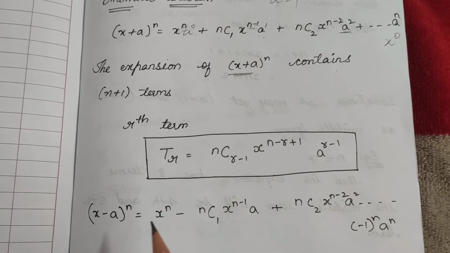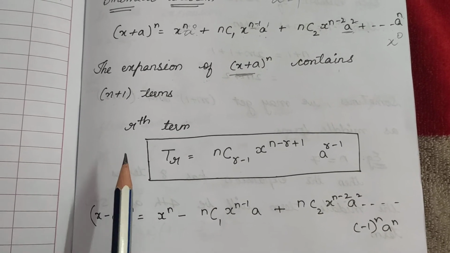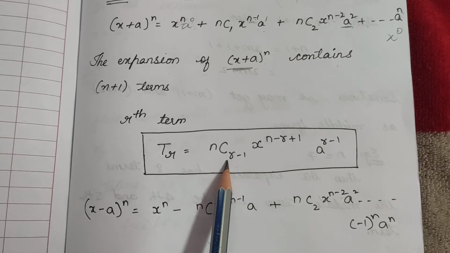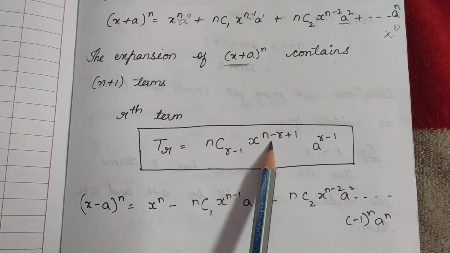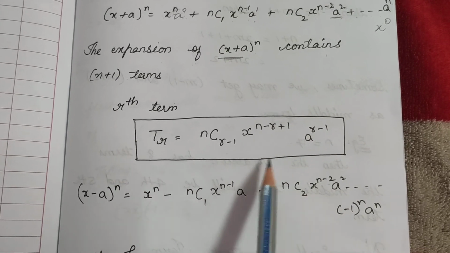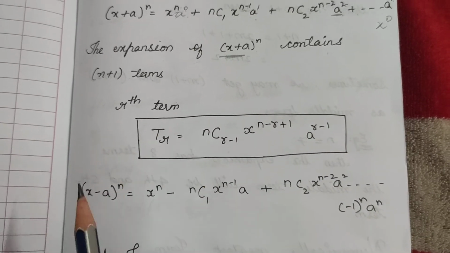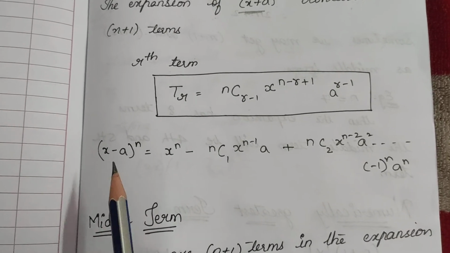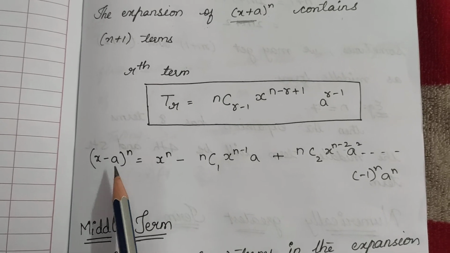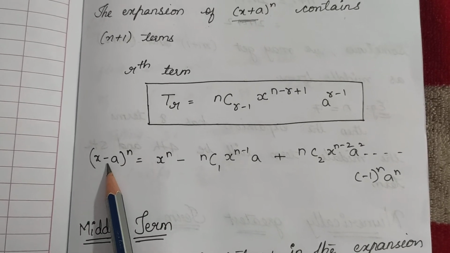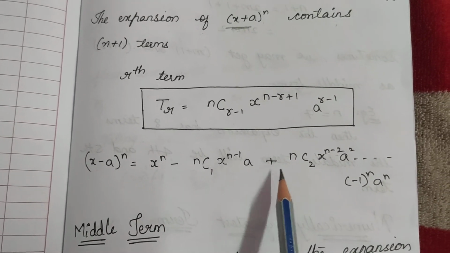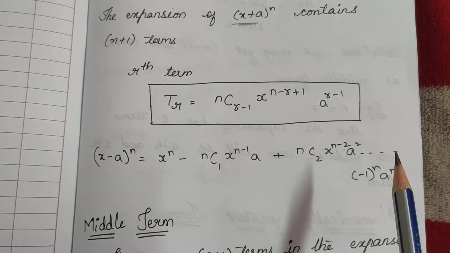If you want to find any term from the expansion, for example the rth term, Tr is equal to nC(r minus 1) x to the power n minus r plus 1 a to the power r minus 1. This is the formula for finding any term from the expansion. Okay, if the binomial expansion is in the form of (x minus a) whole to the power n, if there is a minus, then the first sign will be plus, then minus, plus, minus, plus, minus, alternate signs.